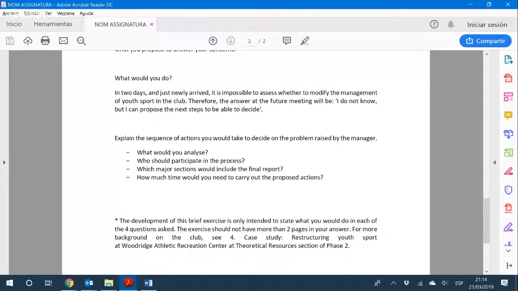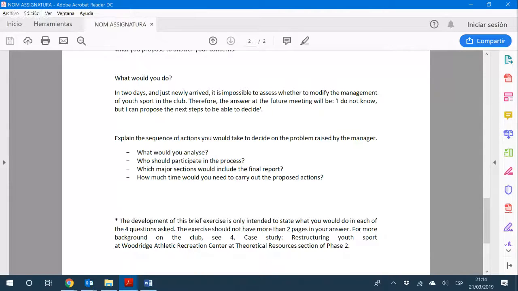The third question would be: what would be the outline of this project or of this report? Which would be the major sections you would include? You don't have to develop them, because obviously that would be a lot of workload, and that's not the objective of this activity. But it is to analyze which would be these main sections to put in this final report.